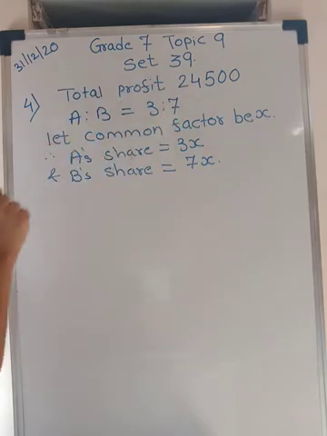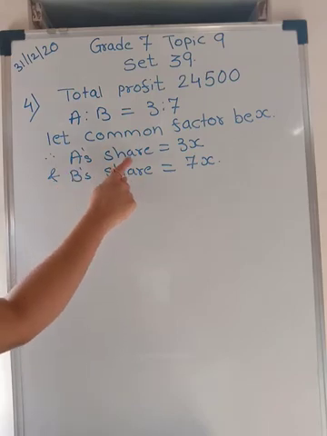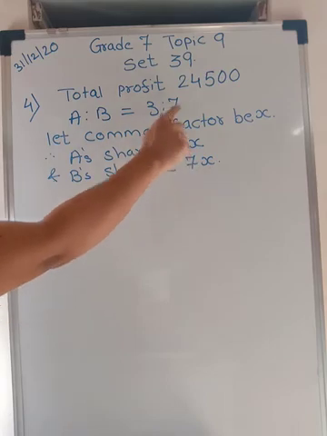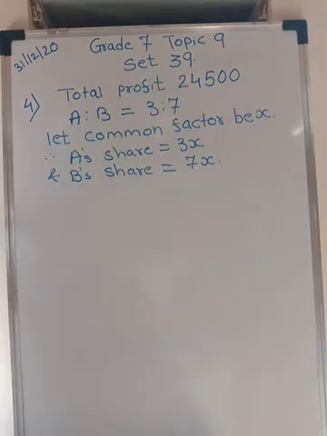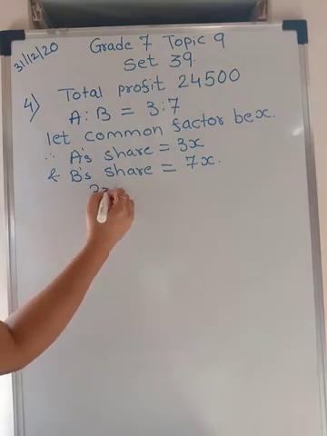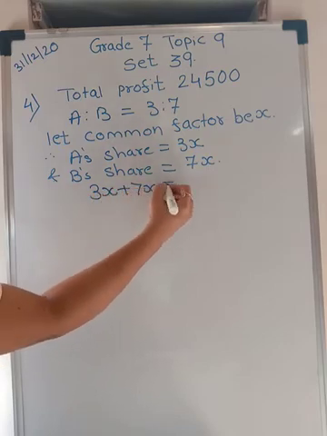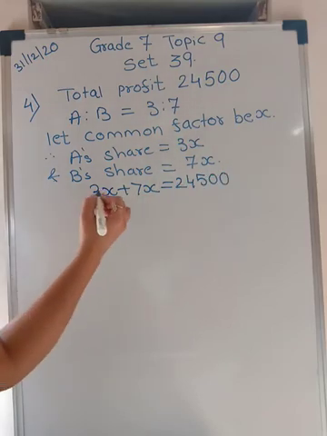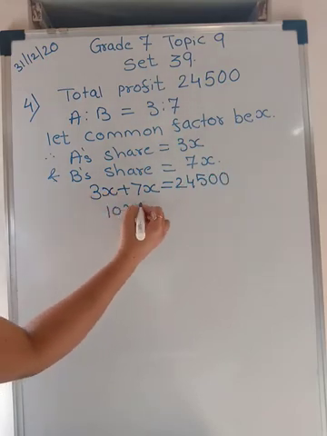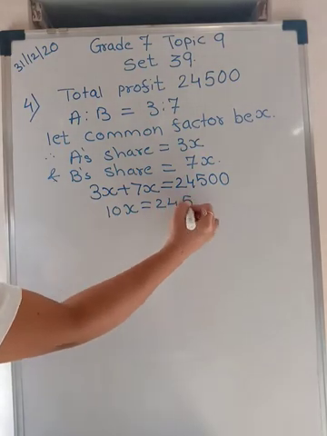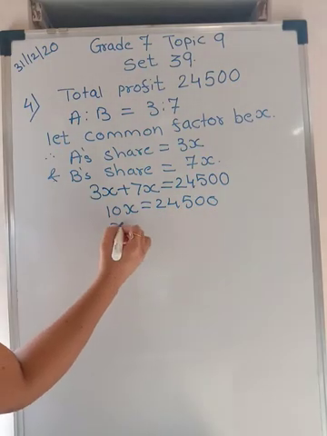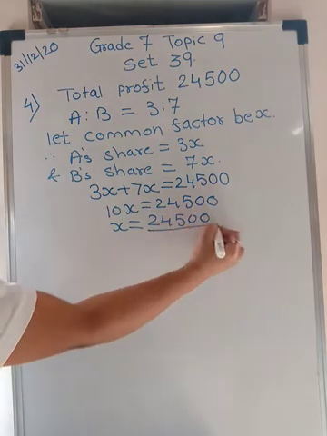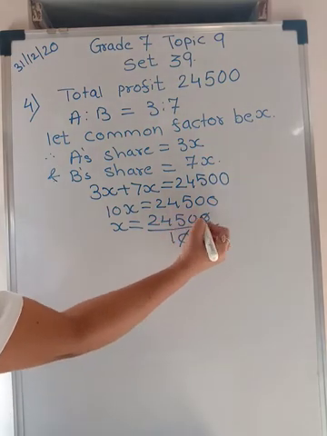So let the common factor be x. Therefore A's share will be 3x and B's share of profit will be 7x. Together their profit is 24,500. So we can have 3x plus 7x is equal to 24,500. 7 plus 3, 10x is equal to 24,500. And therefore x will be equal to 24,500 upon 10. 10's 0 gone.